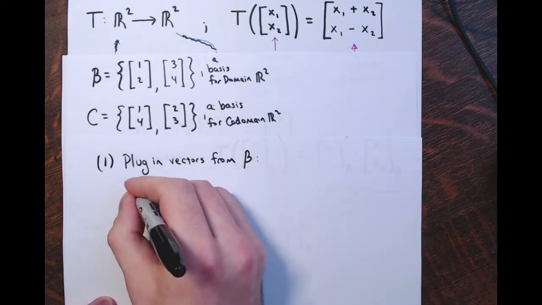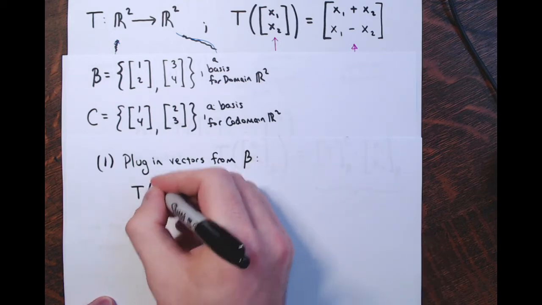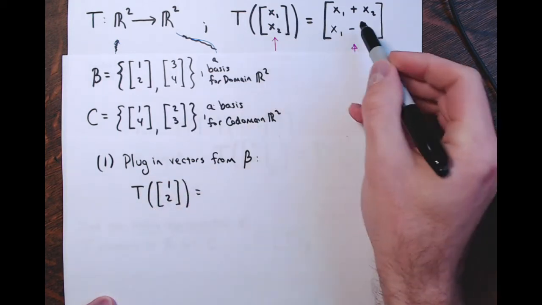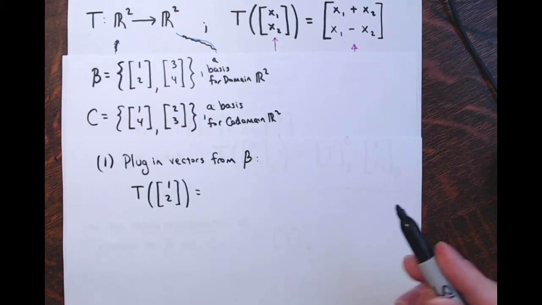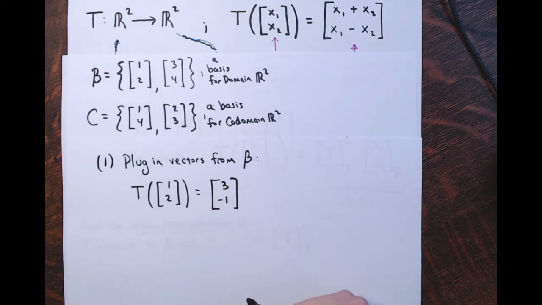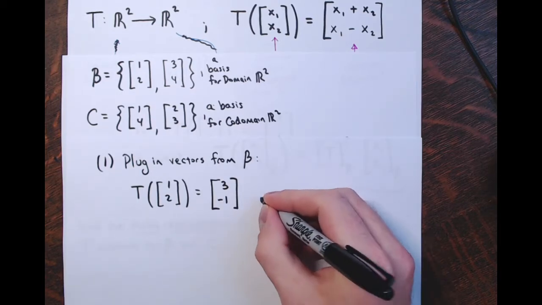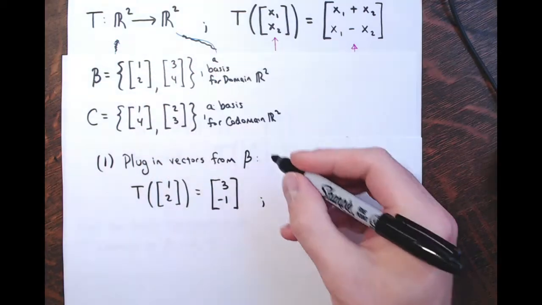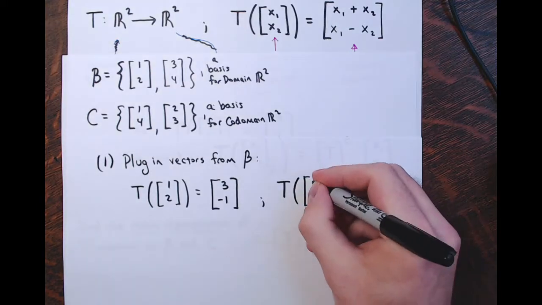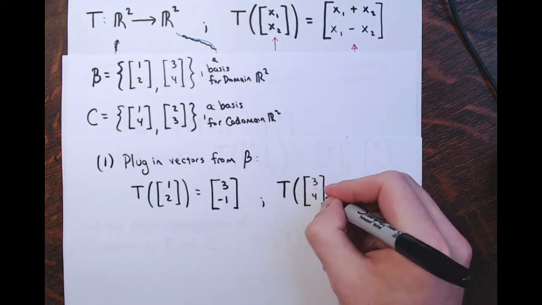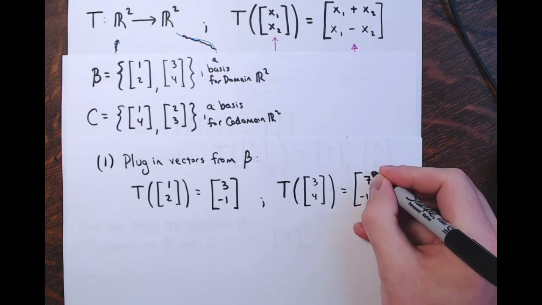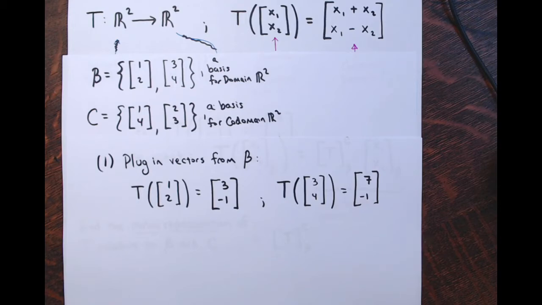So what is T of this vector 1, 2? If I apply this rule to the vector 1, 2, I'd get the output 3, negative 1: 1 plus 2, 1 minus 2. That's when I plug in the first basis vector from B. Then I plug in the second one, 3, 4, and I'd get 7, negative 1: 3 plus 4, 3 minus 4.